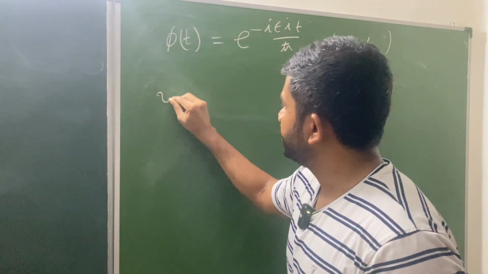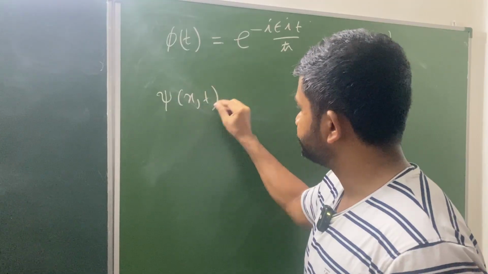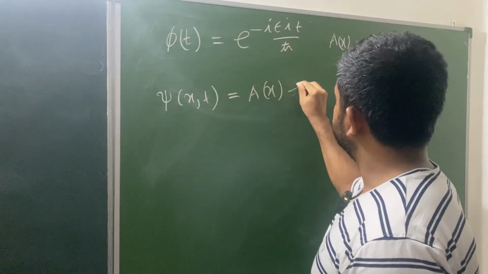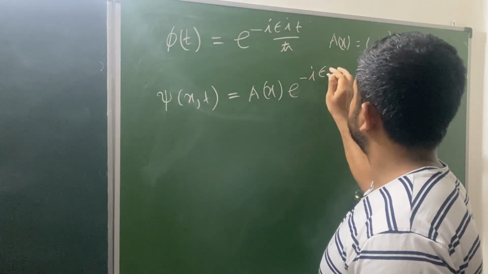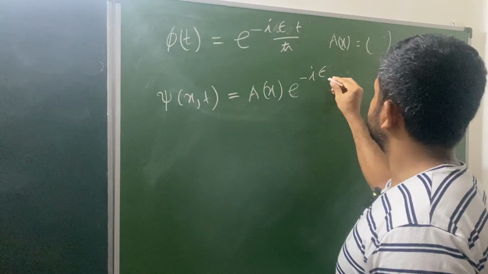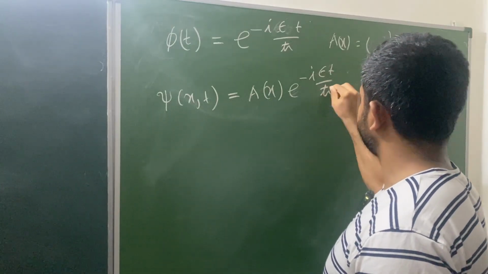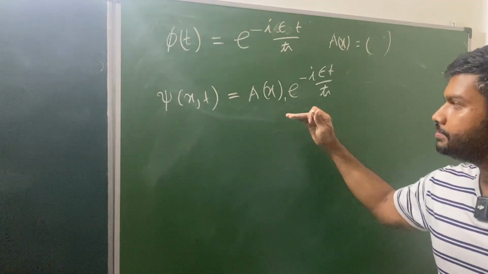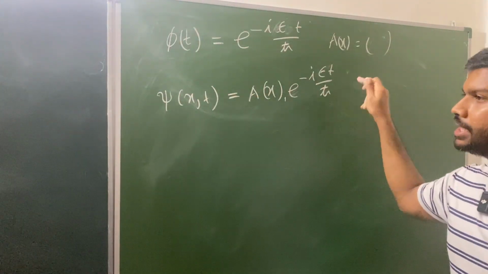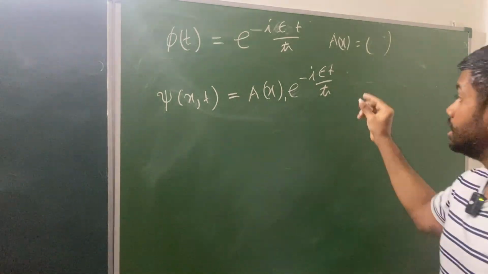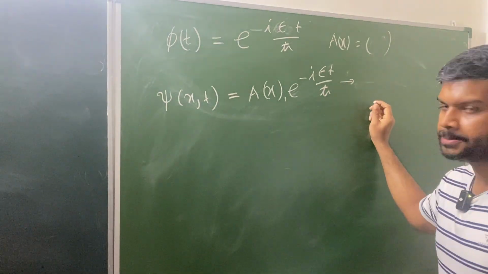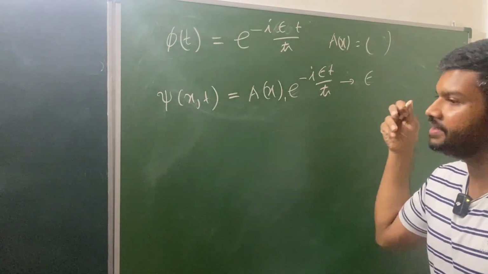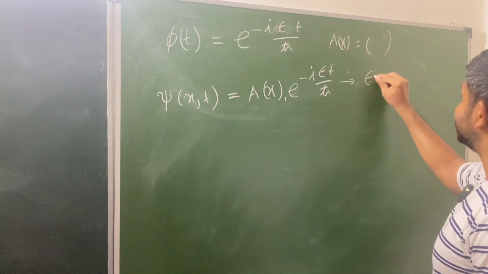And here now you can finally say that psi of x and t is equal to phi of x times e to the power minus i E t over h bar, right? So now we have just written the separable solutions, and remember that, guys, this is an energy eigenstate. This is called a stationary state, guys, so this is going to play a very important role later on. This is called an energy eigenstate.